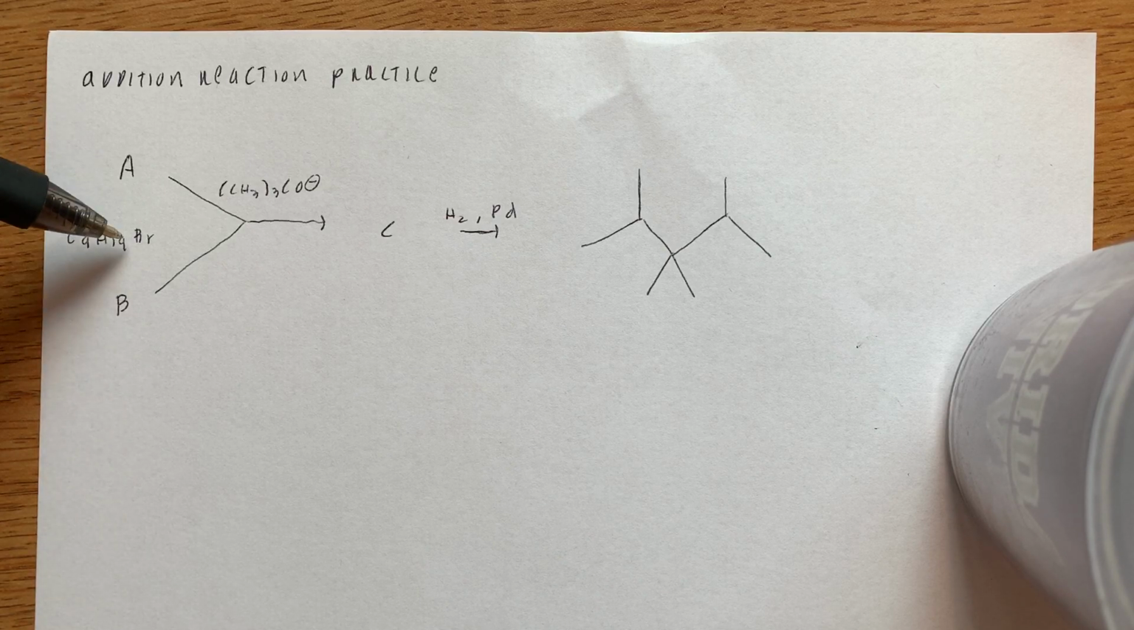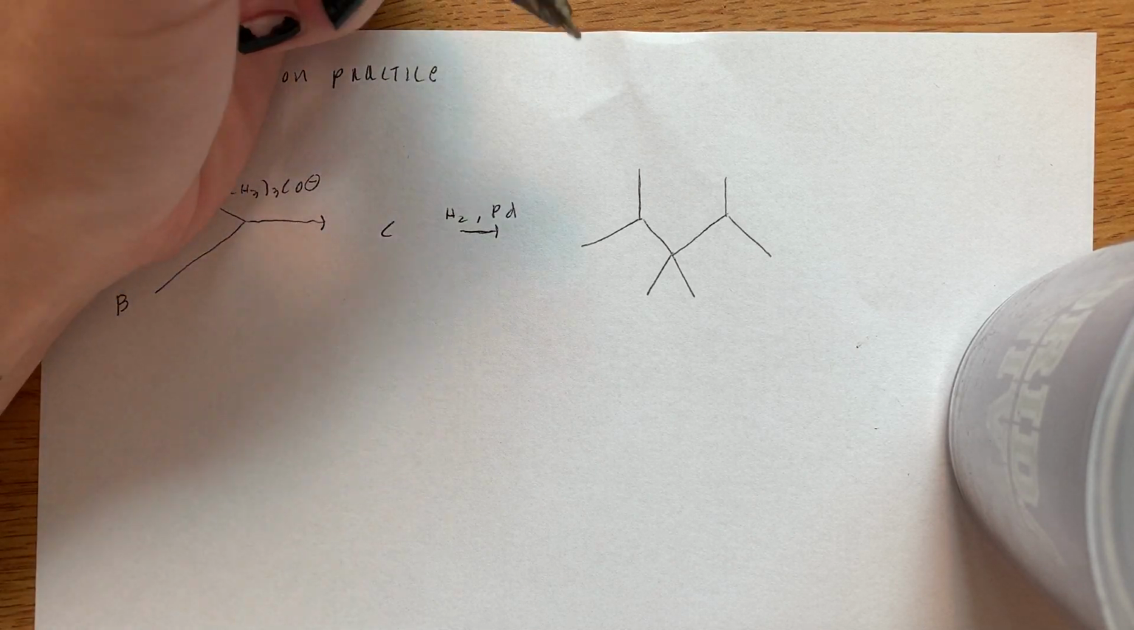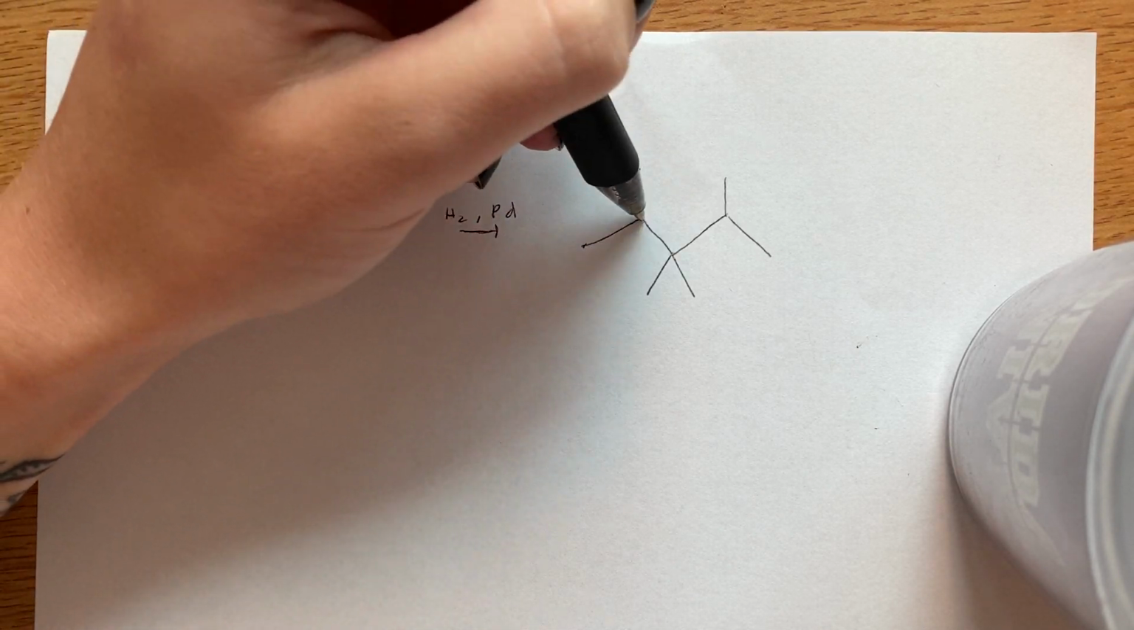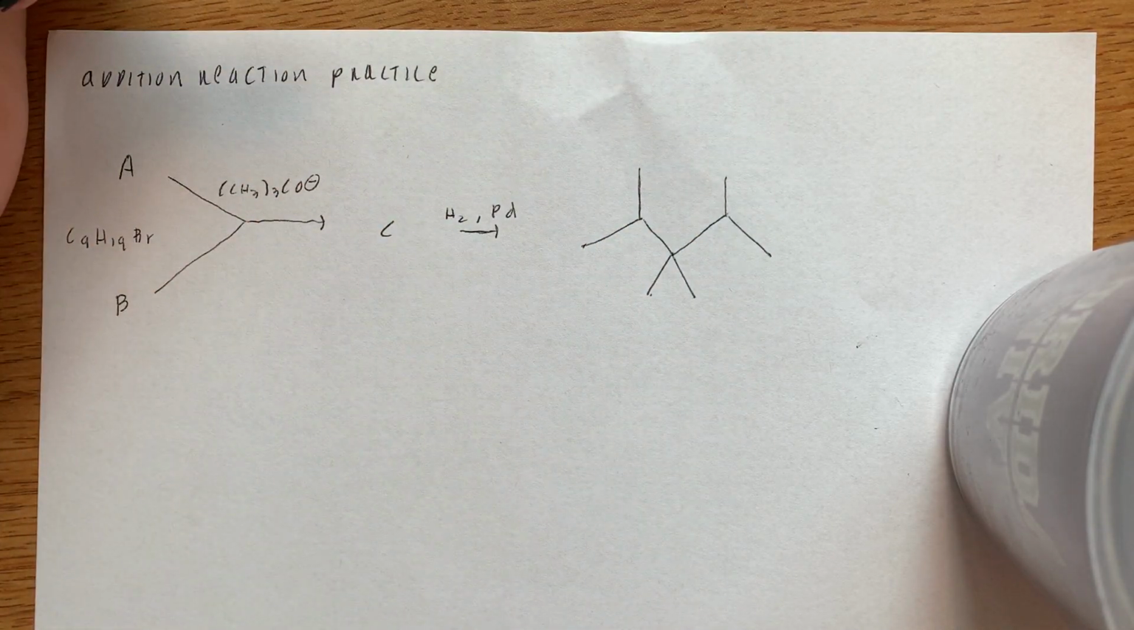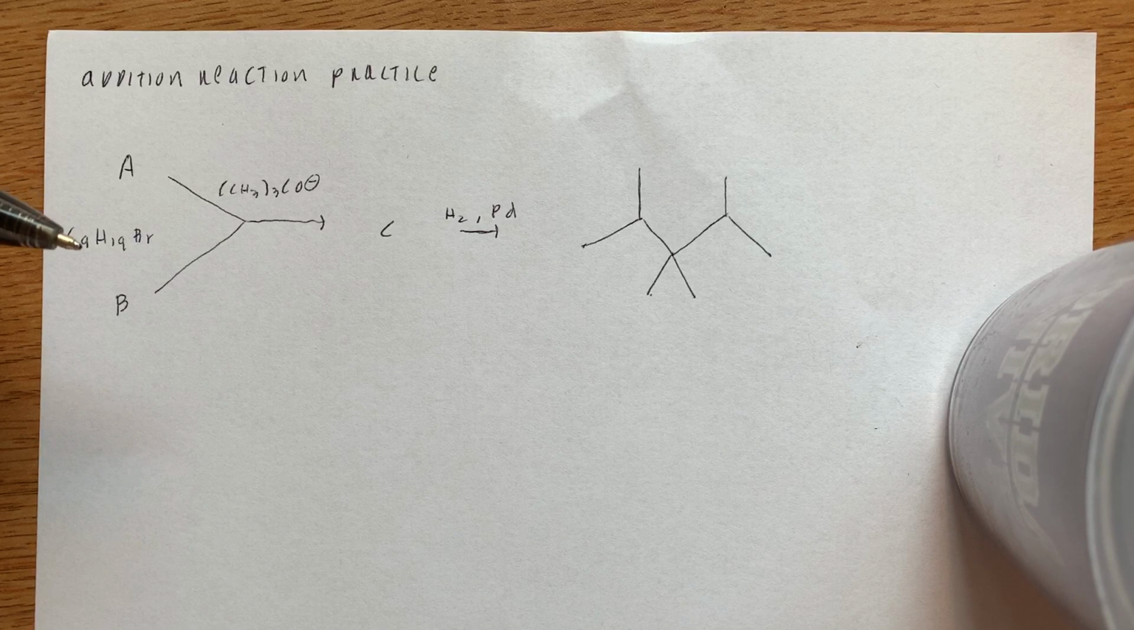I know that my starting product will have 9 carbons and a bromine, and my end product, count the carbons, 1, 2, 3, 4, 5, 6, 7, 8, 9, which makes sense. We don't get rid of carbons when we do these problems. We only form double bonds and break double bonds.